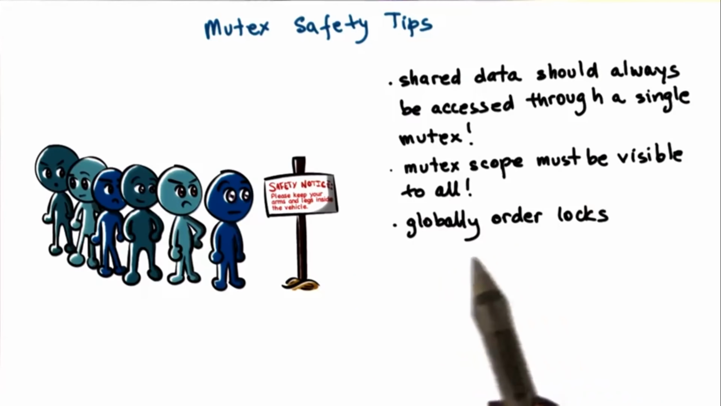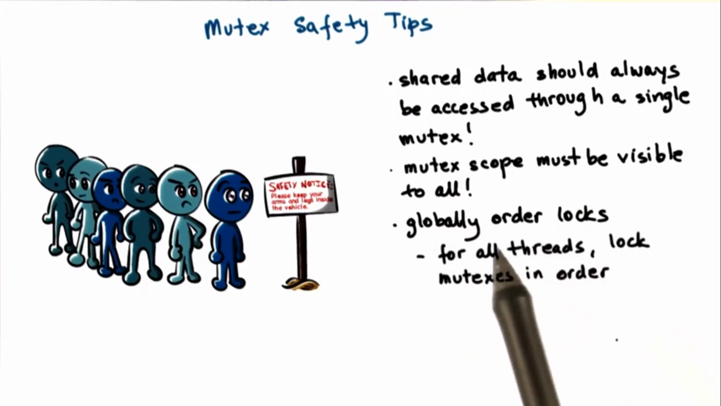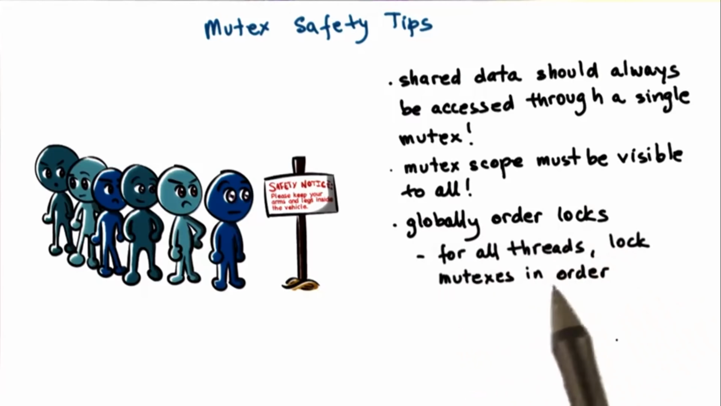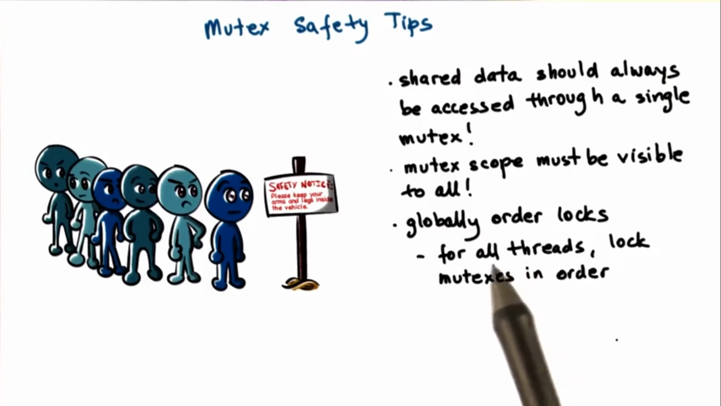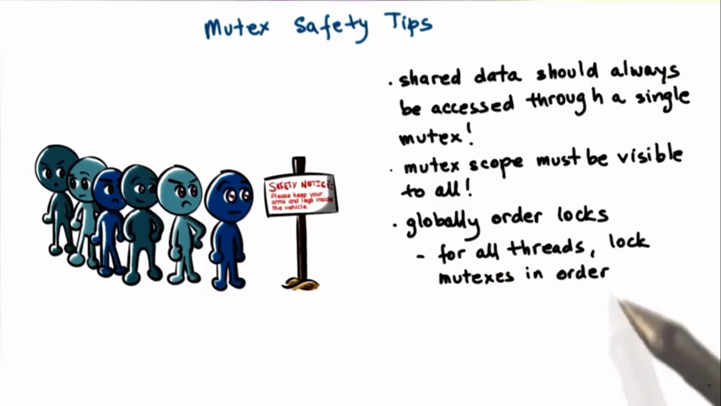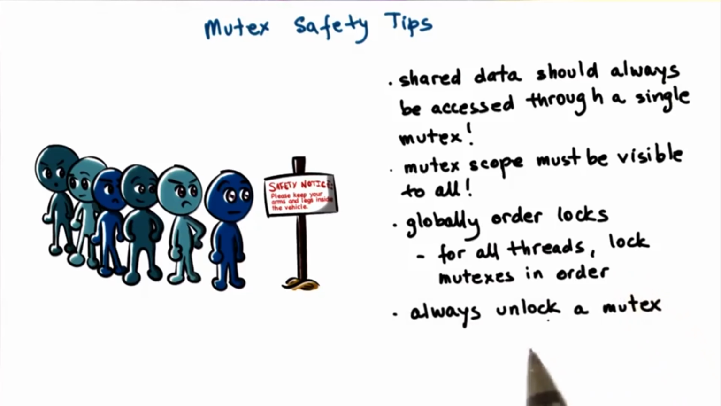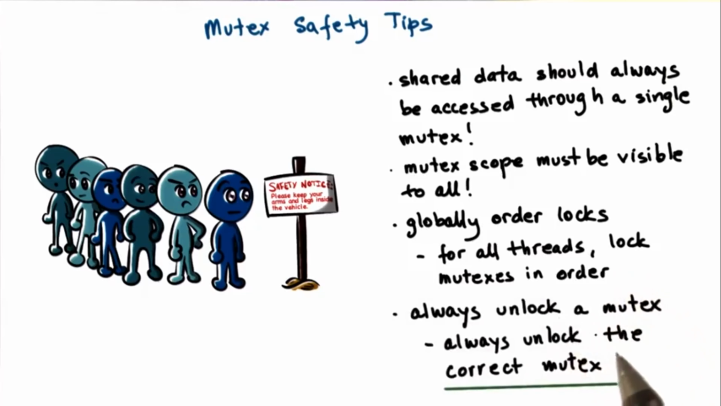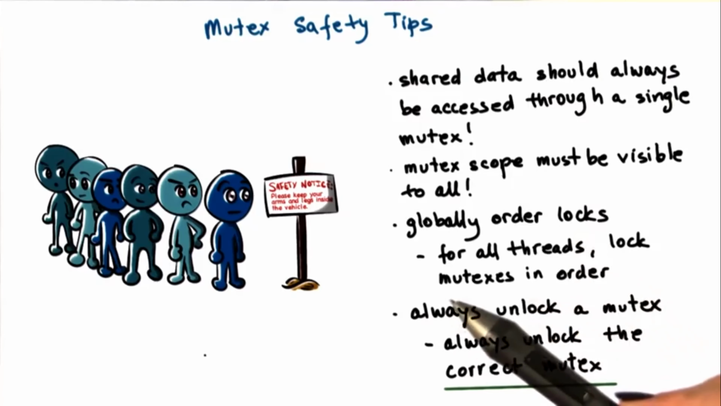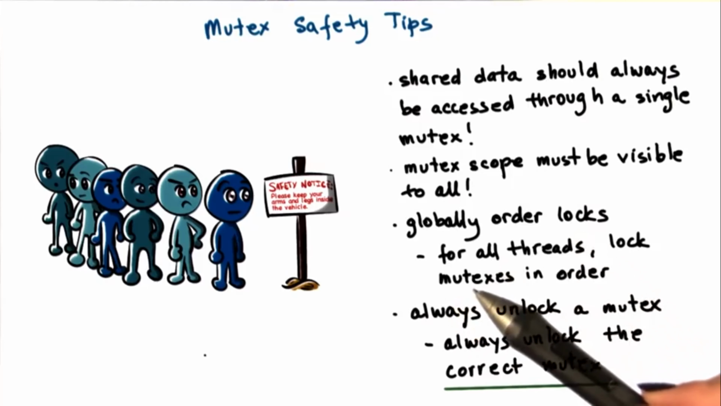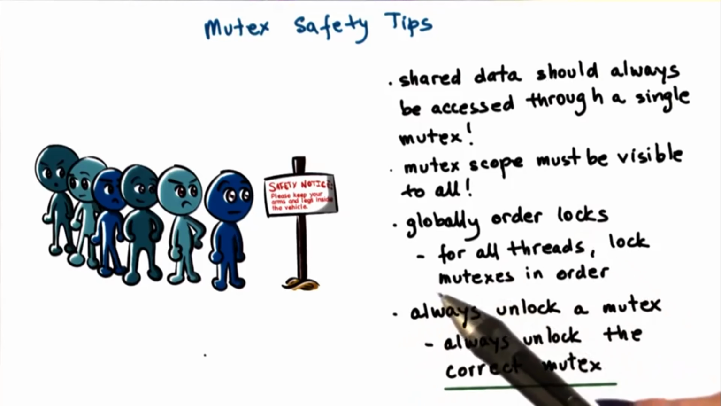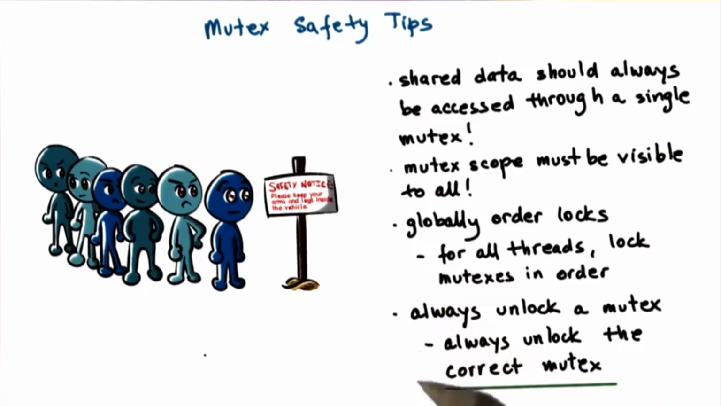Another important tip is to globally order the locks. Once we establish an order between the locks, basically between the mutexes in the pthreads program, then for all threads we have to make sure that the mutexes are locked in that particular order. Remember, we said that this is a way to ensure that deadlocks don't happen. Finally, remember to always unlock a mutex. Moreover, make sure that you always unlock the correct mutex. Given that pthreads has separate lock and unlock operations, it can be easy to forget the unlock, and compilers will not necessarily tell you that there is a problem with your code. So you have to make sure that you keep track of your locks and unlocks.